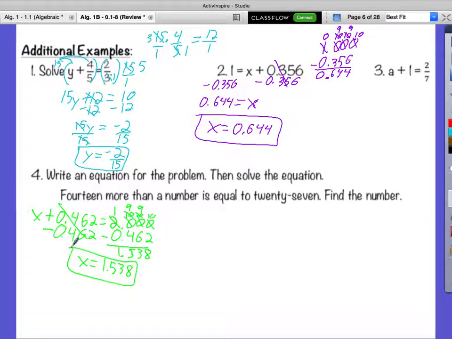Okay, I want you guys to do number 3. A plus 1 is equal to 2 over 7, okay? Let's work on that one, number 3. A plus 1 is equal to 2 over 7, okay?